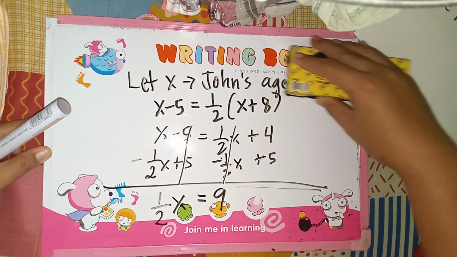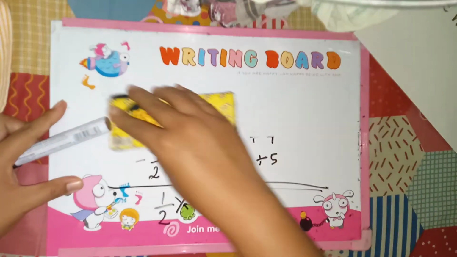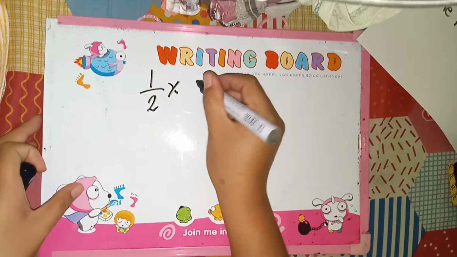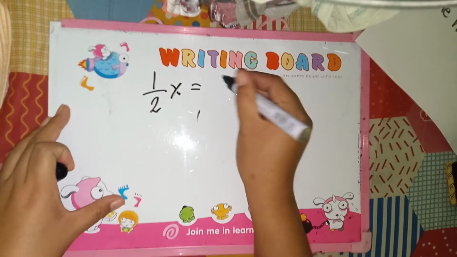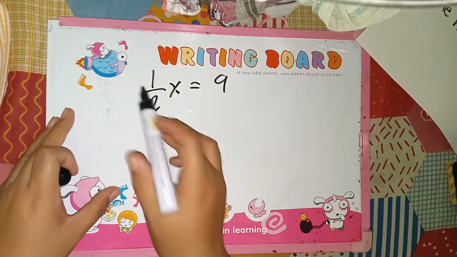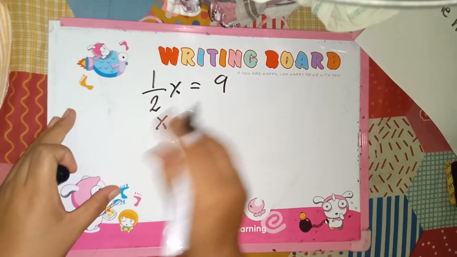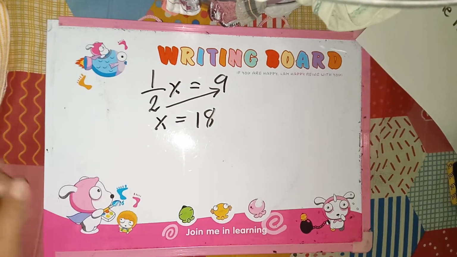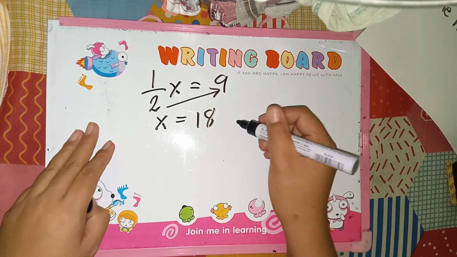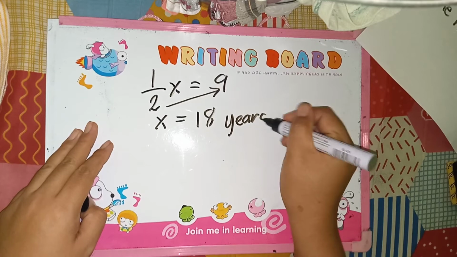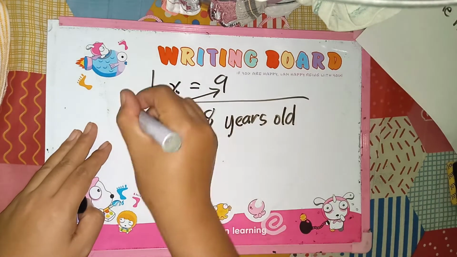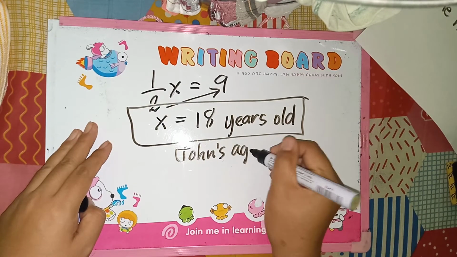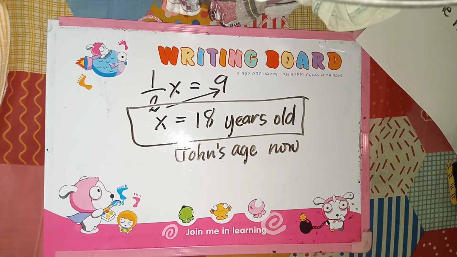Can we erase this? Okay, so we will erase this. And we already have 1/2 x equals 9. So basically, x will be 1 times x is equal to x. Tapos, we cross multiply. Ayan, so we will have x equals 18. So, our answer, 18 years old. Okay, ito yung age ni John ngayon.